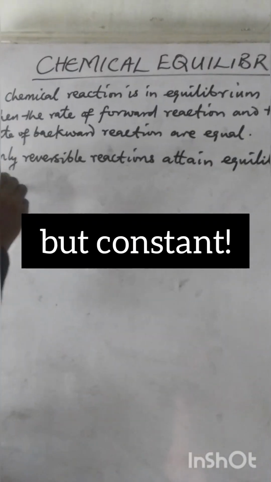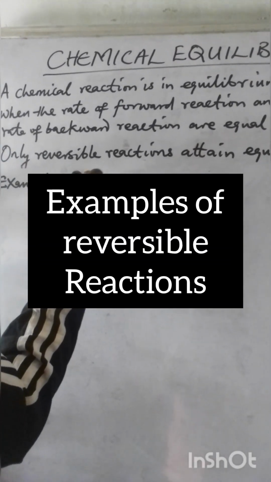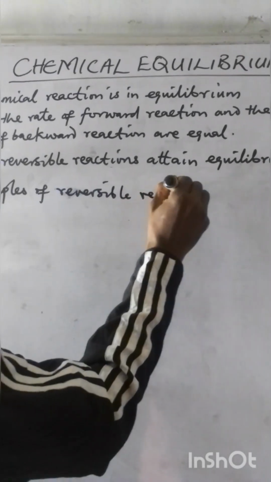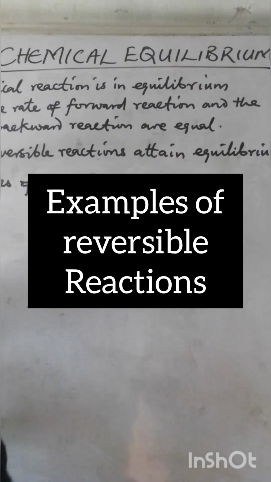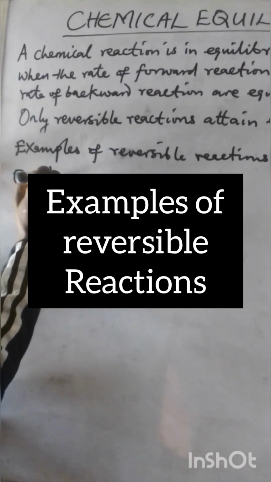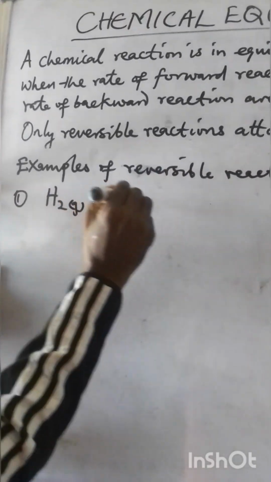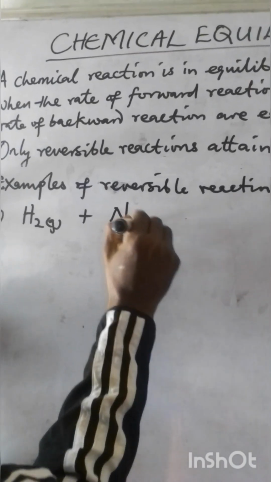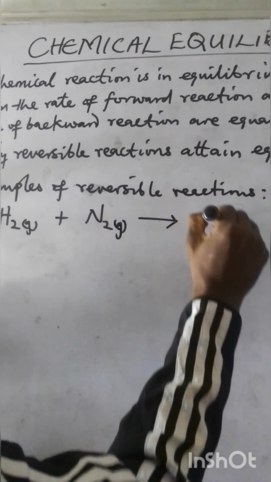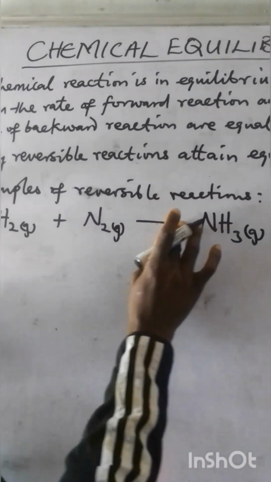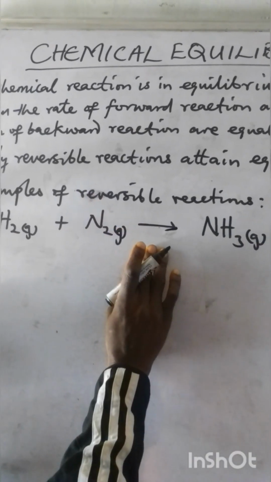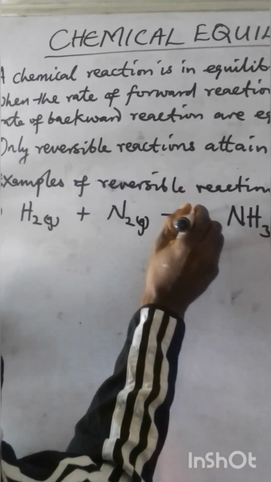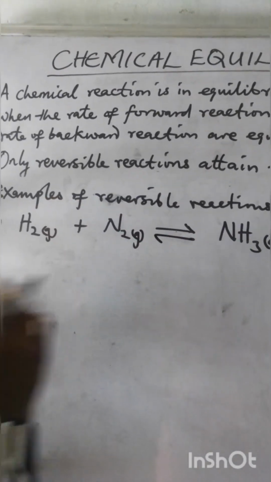Examples of reversible reactions. Example number one: hydrogen gas reacting with nitrogen gas to form ammonia gas is a reversible reaction. You don't use a single arrow. A single arrow means that the reaction is not reversible. But you use a double arrow like this to show reversibility.